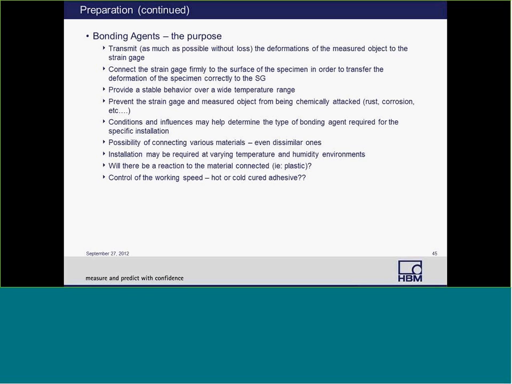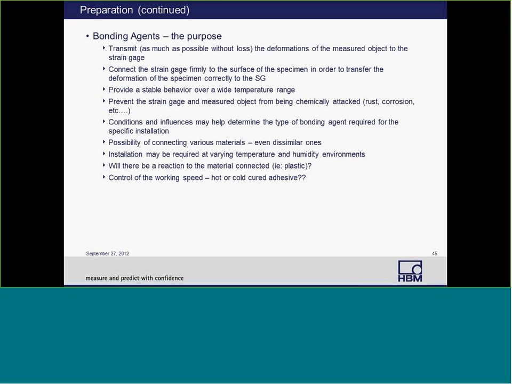So bonding agents, what's the purpose? The purpose of the bonding agent is to transmit as much as possible without loss the deformations of the measured object to the strain gauge. We want to connect the strain gauge firmly to the surface of the specimen in order to transfer the deformation of the specimen correctly to the strain gauge. We need to provide a stable behavior over a wide temperature range. We need to prevent the strain gauge and measured object from being chemically attacked from rust, corrosion, etc.